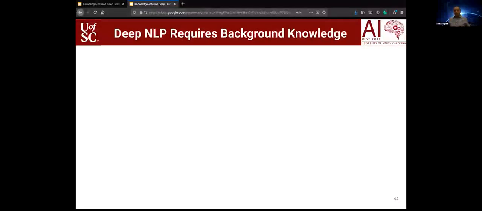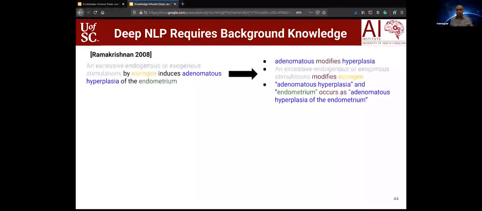What motivated the use of deep NLP or deep knowledge infused learning was this example taken from an electronic health record. Say you have this text of a medical record written by a clinician, and you want to find the entities and relationships. This is the outcome that you wanted to expect from it. It is not possible to straight away extract all these complex relationships, because they do not occur in large numbers in your content. So they are actually sparse.